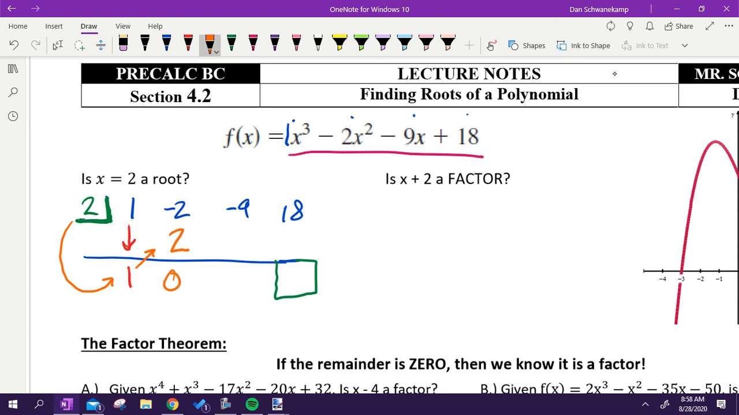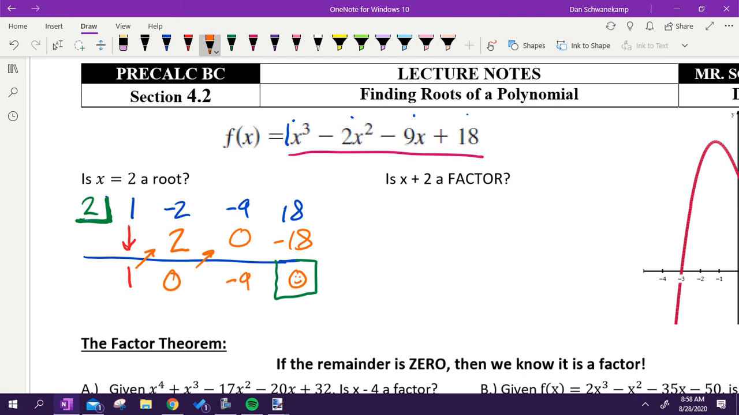Oh, we're on bottom again. So if we're on bottom, we're going to multiply. 2 times 0 gets me 0. We write it up and to the right. They're stacked, so I add. It's on bottom, so I multiply. 2 times -9 is -18. They're stacked, so I add. I get 0. Okay, 0 is going to be your best friend today.